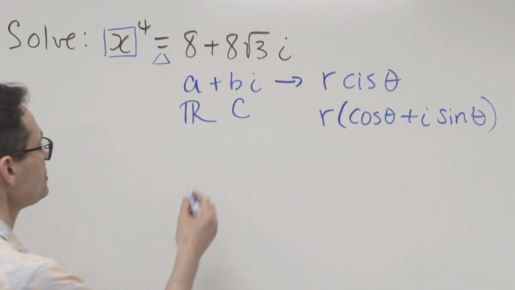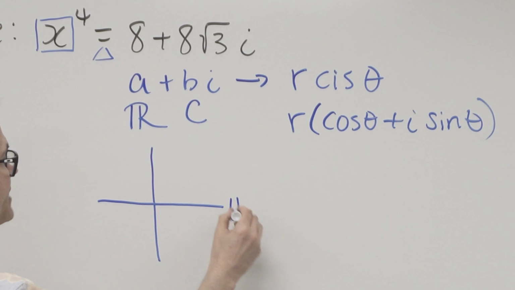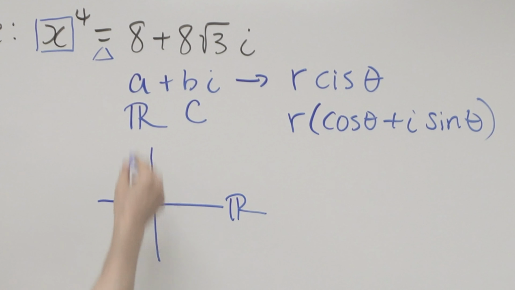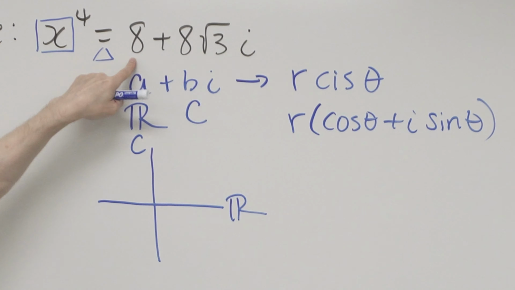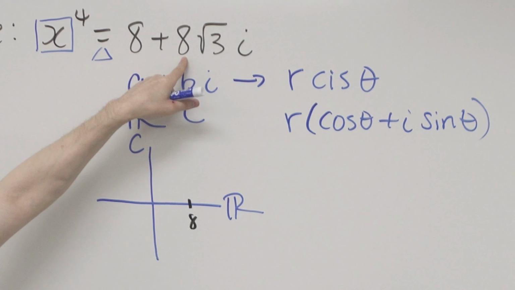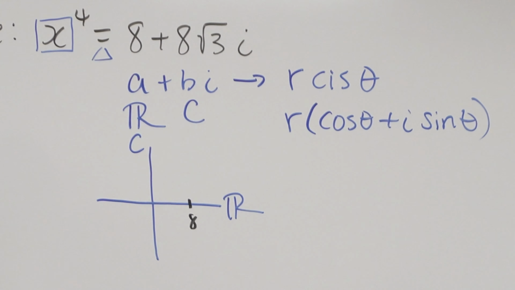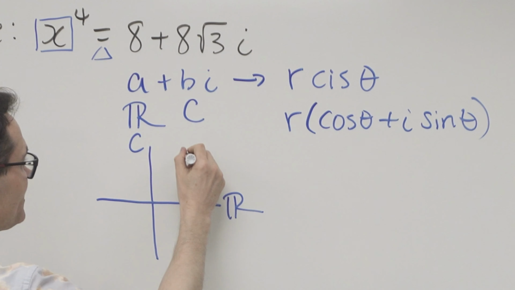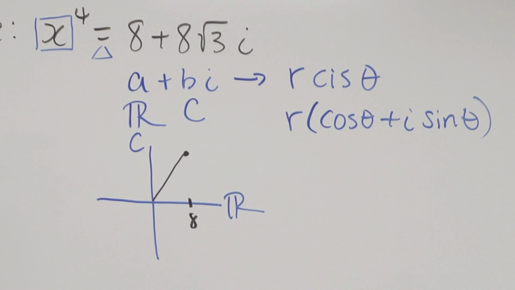What I'm going to first do is graph this particular complex number. This is the real axis here, and this is not the y-axis like a lot of people think. This is the complex axis. To graph it, we place 8 right here, and then I'm going to go up 8√3 on the vertical. The vertical in this case is the complex axis. So I'm going to place it about here. This point represents the complex number.